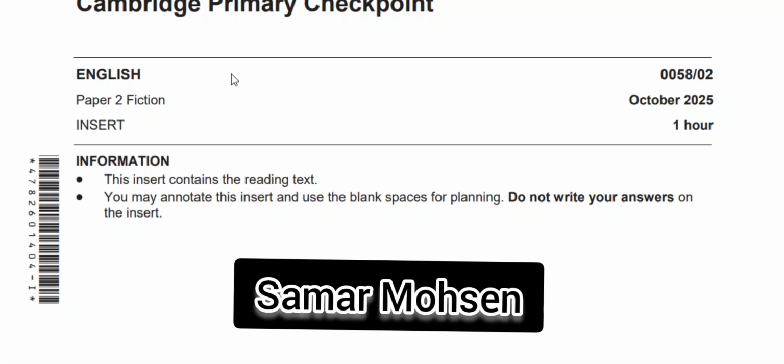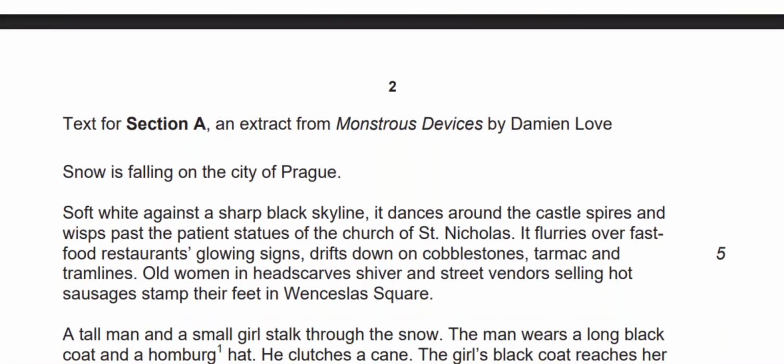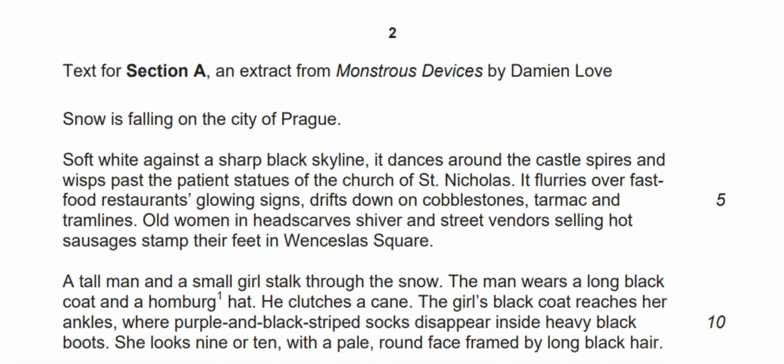In today's lesson, we will break down this reading extract step by step. I'll show you how to understand the text, identify key details, and answer the question confidently. Let's dive in. In today's text, it will be Paper 2 Fiction, October 2025. Okay. This text is an extract from a series devised by Damon Love.